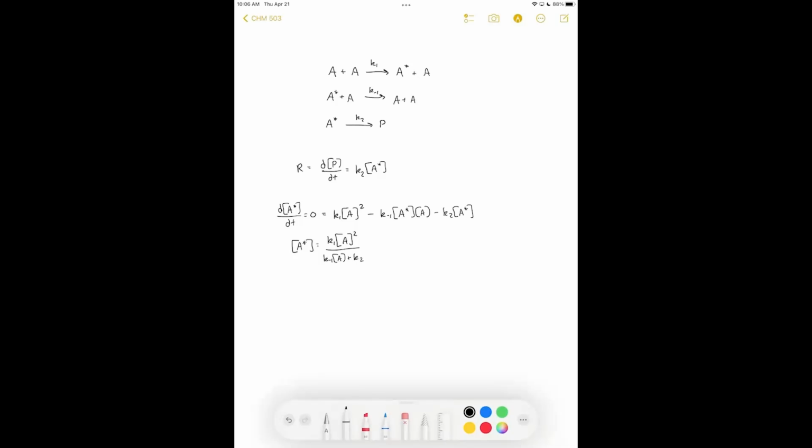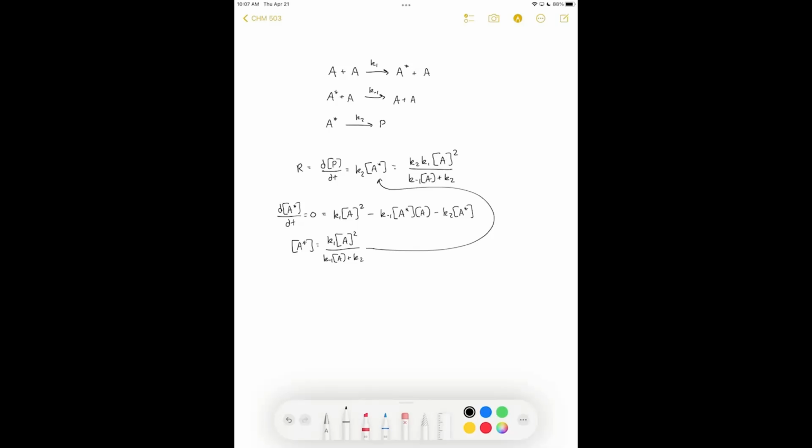So I simply added these two terms over to the other side of the equation, factored out the A, and then divided by the remainder there. We can plug this in to get an expression for the rate. So if we plug this back in up here, we find that the rate is equal to K2 K1 times the concentration of A squared divided by K minus 1 times the concentration of A plus K2. Okay.